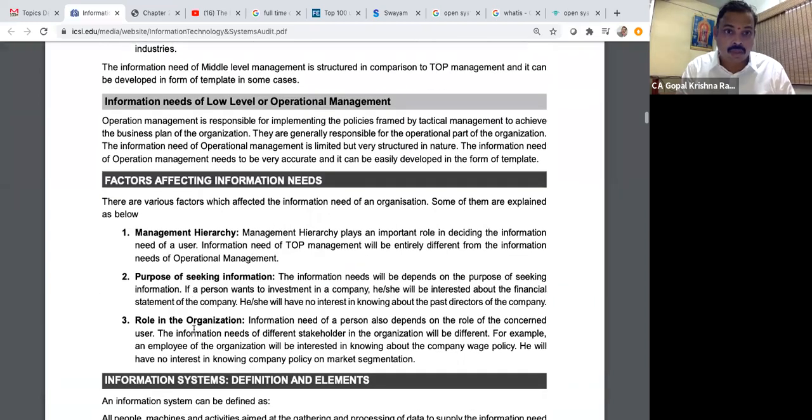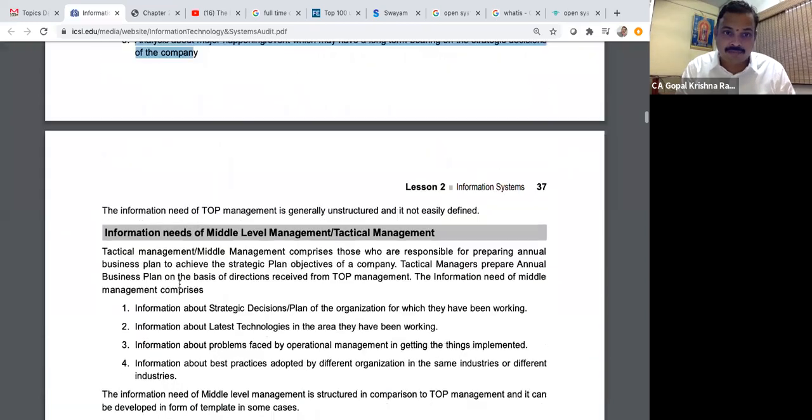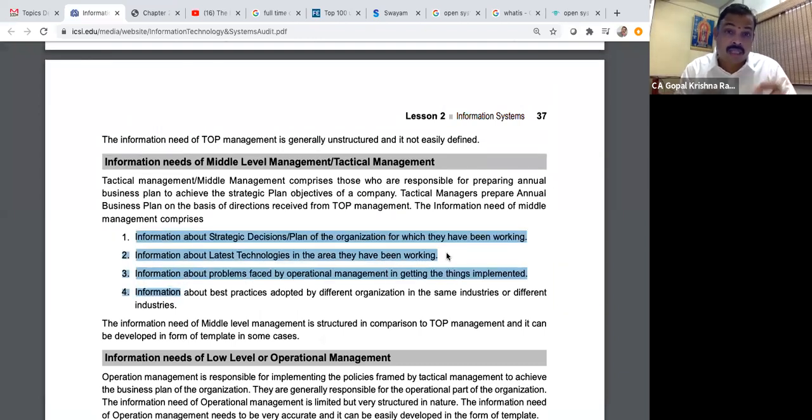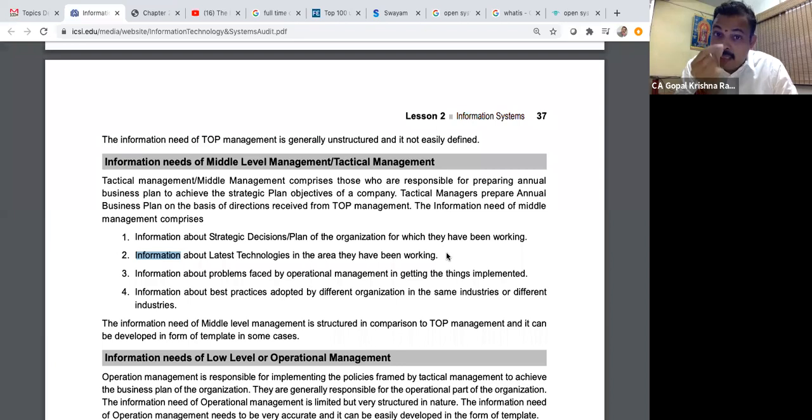Okay. And what is the tactical level? Very important. Information about latest technologies in the area they have been working, so that the effectiveness in their deliveries and improvement in efficiencies, they have to always see that. Instead of 3 tube lights, can I make it 2? Instead of 4 workmen, can I make it 3? Instead of this particular machine, can we replace it with a new machine? They should always think about effectiveness and efficiency only, because they are the middle management. Then there is a middle man. Anything that information they are getting, they have to always think in that direction.